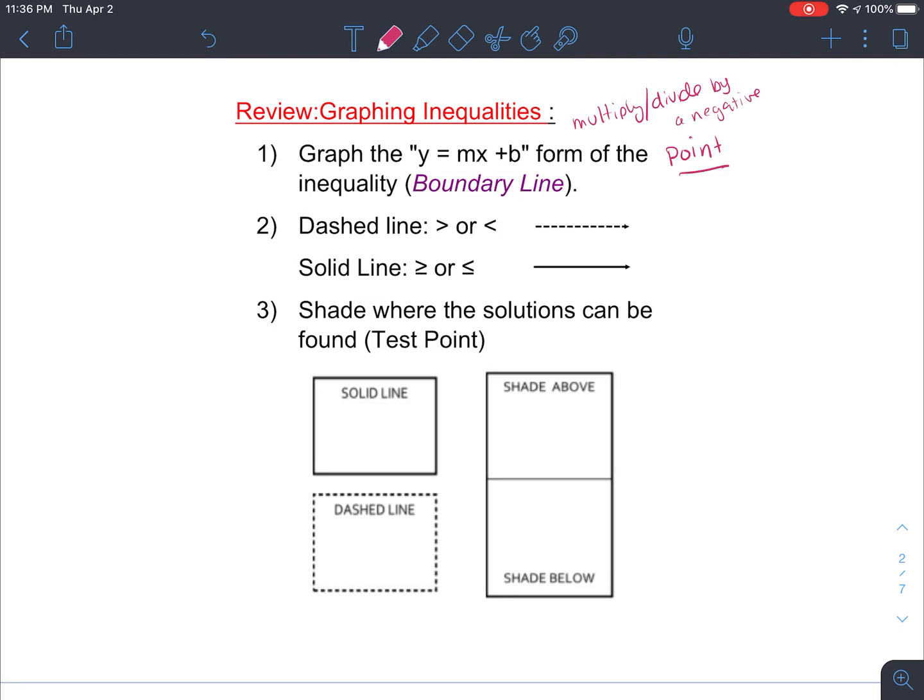The next thing we do when we graph these inequalities is we have to remember, do we connect the points with a solid or dashed line?